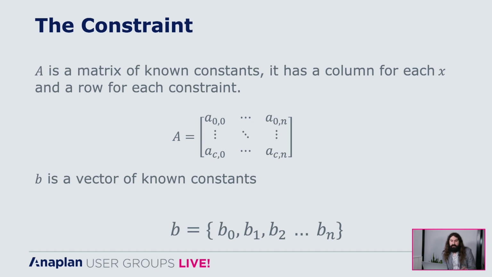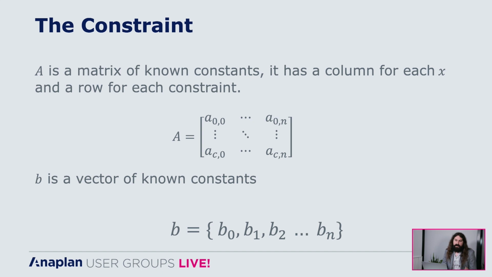And we can index the bits of A by using this sort of two numbers and a comma syntax. So the top leftmost A is A00, and the bottom rightmost A is ACN. So C is the number of constraints, and N is the number of variables. We also had a B in there, and B is another vector. We're getting pretty good at vectors these days.